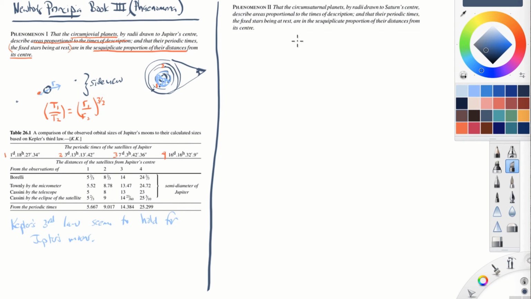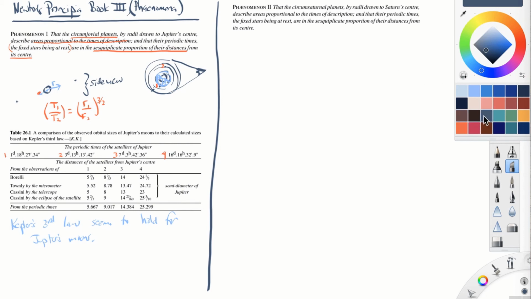So phenomenon 2 says that the circumsaturnal planets, by radii drawn to Saturn's center, describe areas proportional to the times of description, and that their periodic times, again, the fixed stars being at rest, are in the sesquiplicate proportion of their distances from its center.